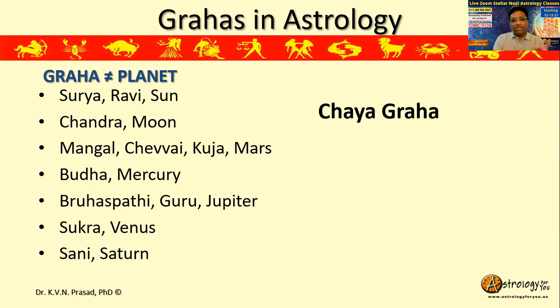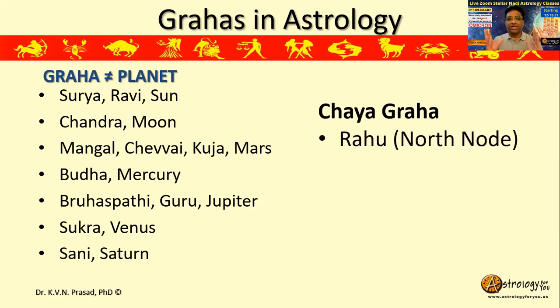In that, there are 2 grahas we call Chaya graha. Chaya means shadow. They don't physically exist. That is Rahu and Ketu. In Western astrology, they call them north node and south node, or ascending node and descending node. All are the same. We call it Rahu; they call it the ascending or north node, and Ketu the south node.